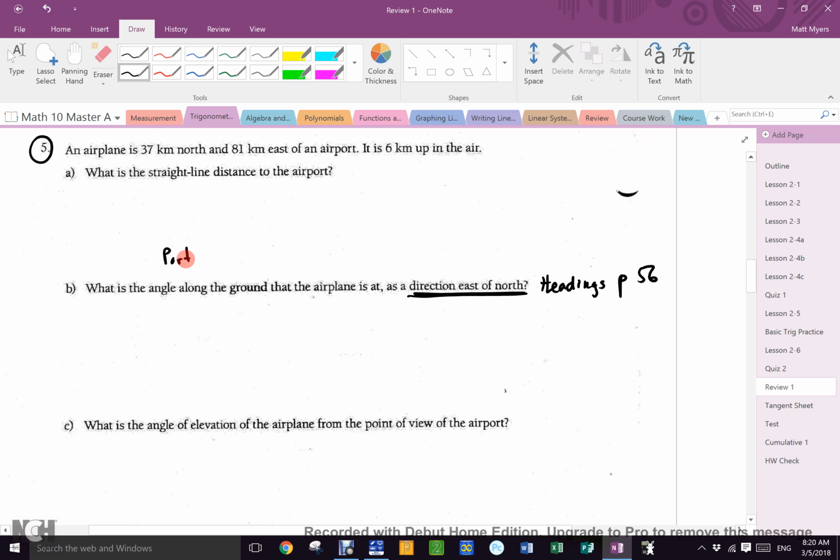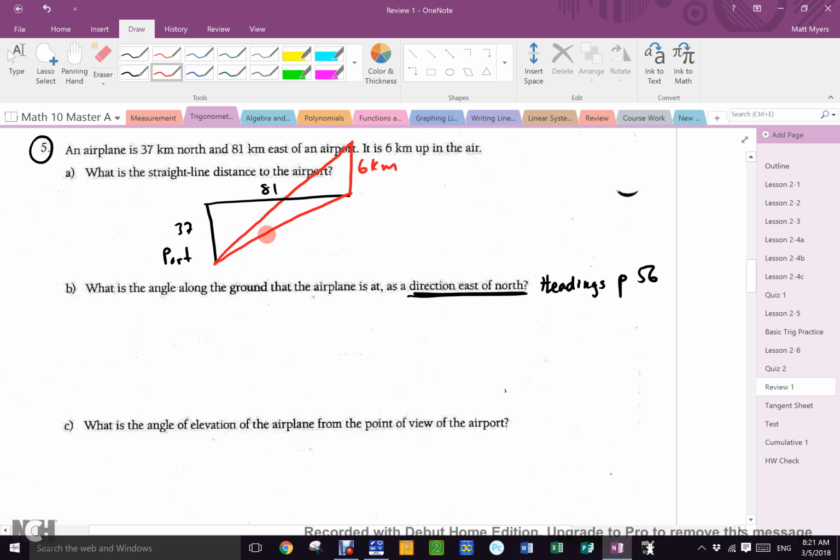There's the airport. And first, I go north 37 and then east 81. If the plane were on the ground, it would be right there, yes? Everyone agree? But the plane is not on the ground, is it? The plane is up in the sky. So this red line is actually how far the plane is away from me, because the plane's up here in the sky, yes? This is 6 kilometers, so I need this hypotenuse. But to find that hypotenuse, I need that red leg, don't I? And that red leg is the hypotenuse of this black triangle.